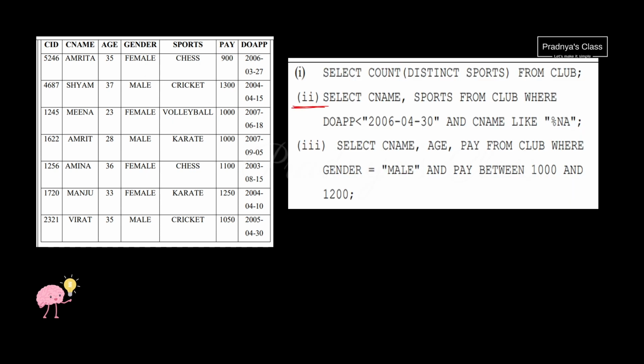It's time to read the second query. Select cname, sports. Look at the where clause. This is the first condition: date of application should be less than the mentioned date. With the AND operator, we have a second condition too: cname like %NA. Both the conditions should be true. Look at the second condition. Here is the cname column. %NA means the starting of the name can be anything but the last 2 characters should be NA.